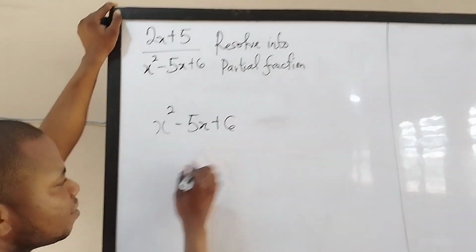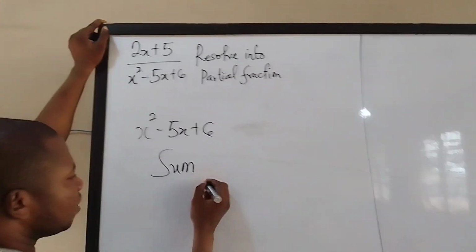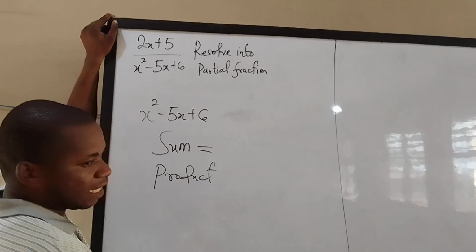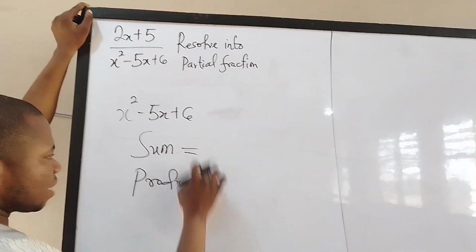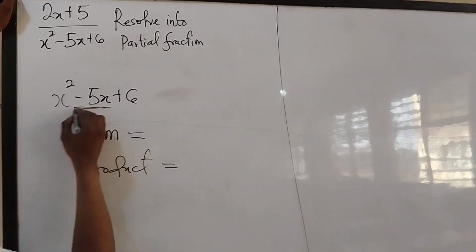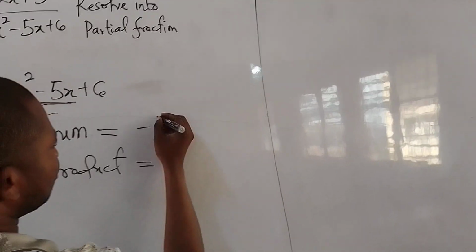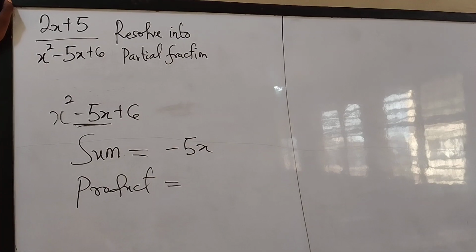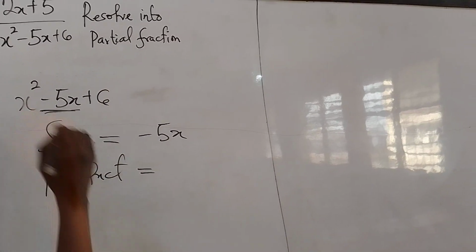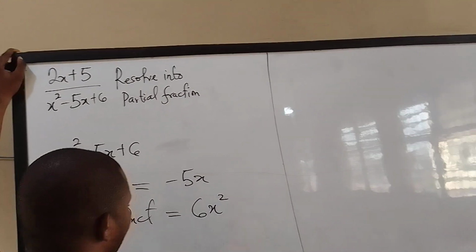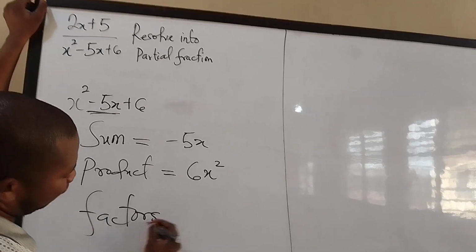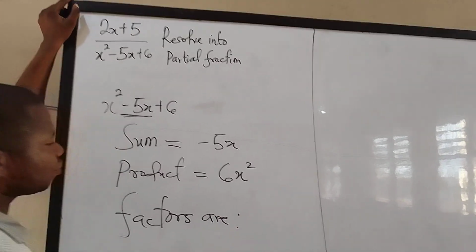Now to factorize this, you need to know what your sum is and what your product is, because your factors are dependent on your product and your sum. Sum here simply means the middle number. That is your sum, which is minus 5x. Whereas your product is the first multiplied by the last. That is 6 times x squared gives you 6x squared. So we need to find the factors.